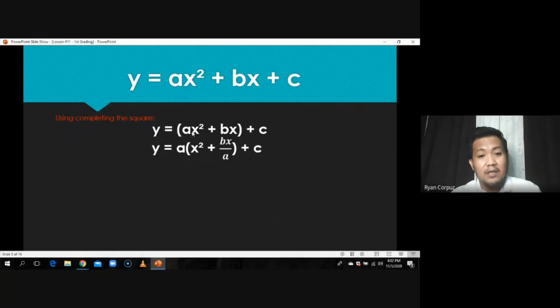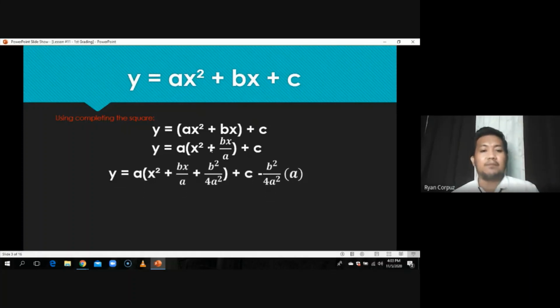Since it's a, we first need to bring out the a, then divide each term by a. So we have a x squared divided by a, and we come up with x squared plus bx over a, then plus c. Now this binomial, we are going to make into a perfect square trinomial using b over 2 quantity squared, not negative b over 2a. Again, it's b over 2 quantity squared.